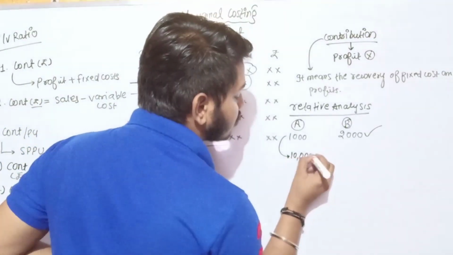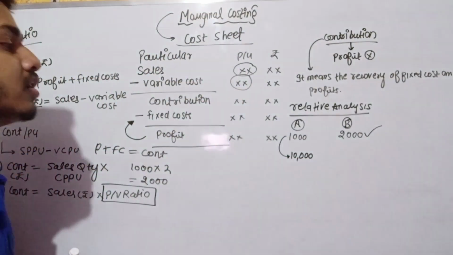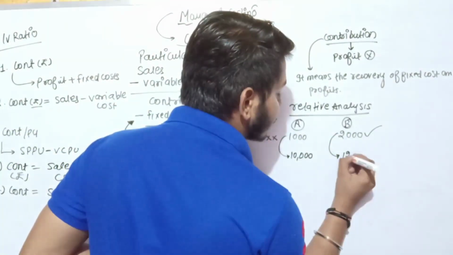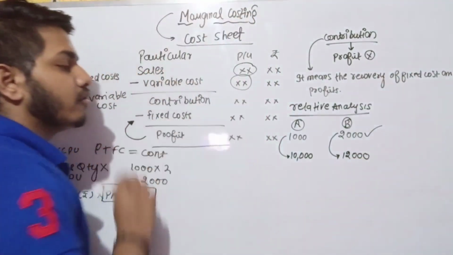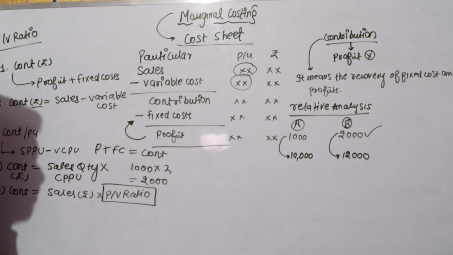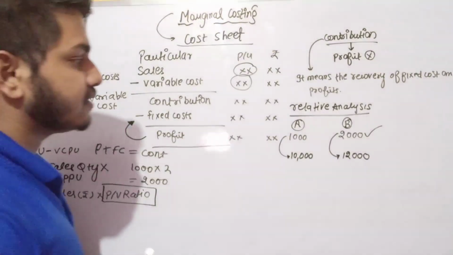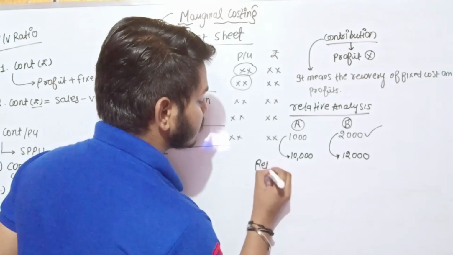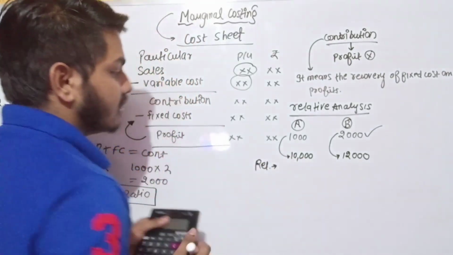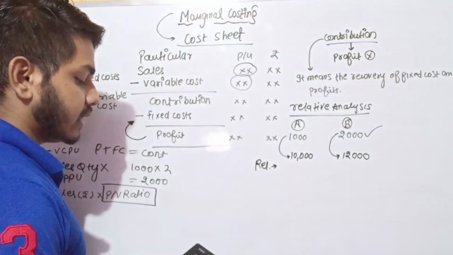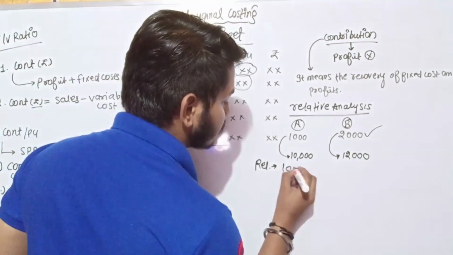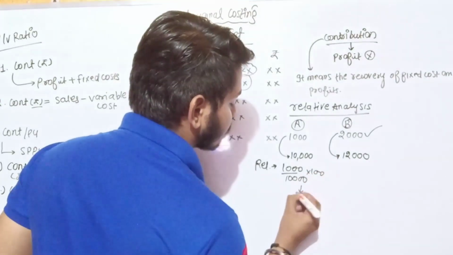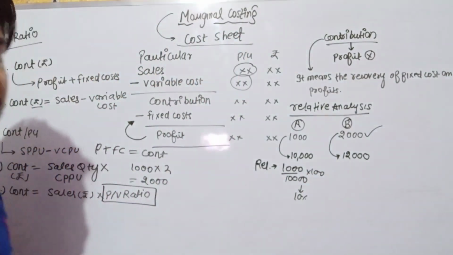Then I said you have to invest at least 10,000 to earn 1000. And to earn 2000 you have to invest at least 12,000. Now what's your decision? If we do relative analysis, we will find that the return on the investment is nothing but 1000 divided by 10,000 multiplied by 100, which is 10%. So this company is giving me 10% return.